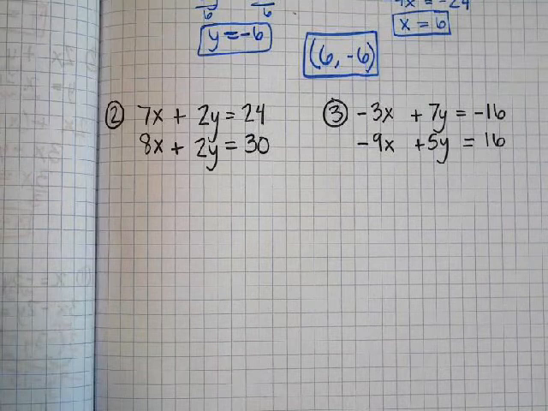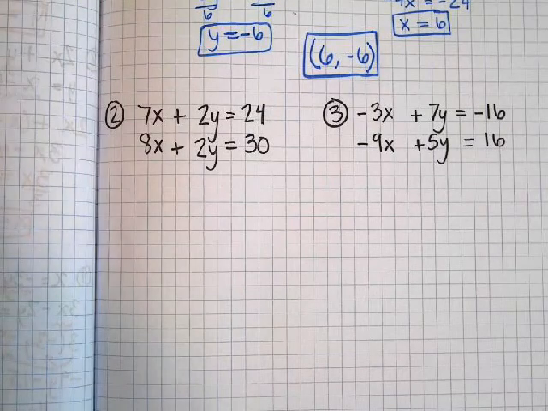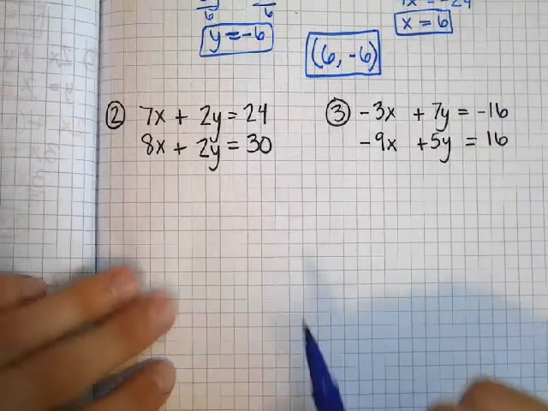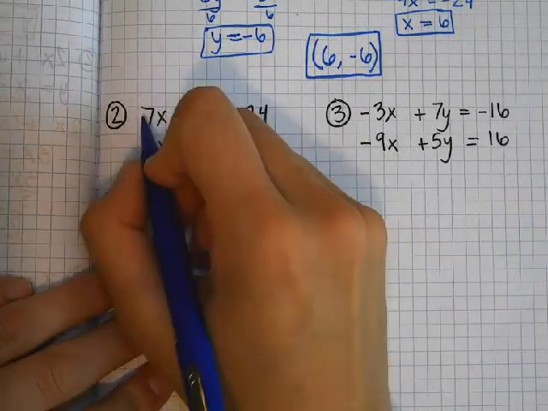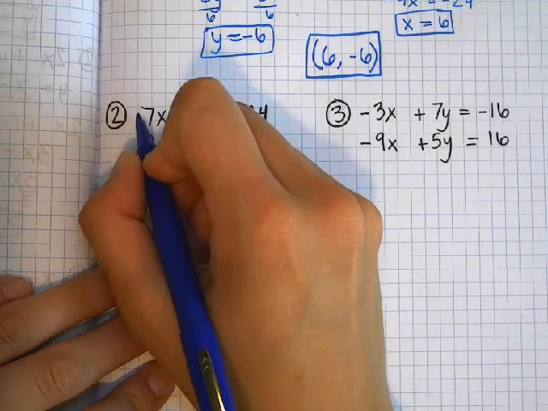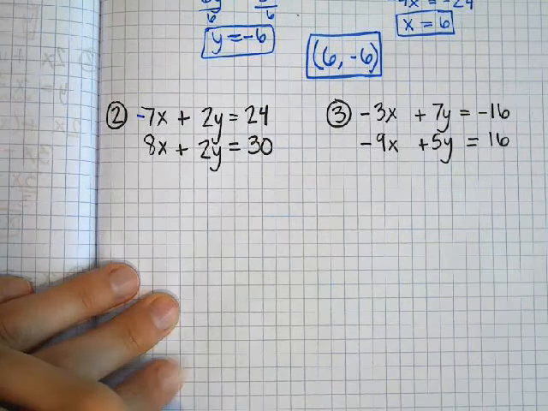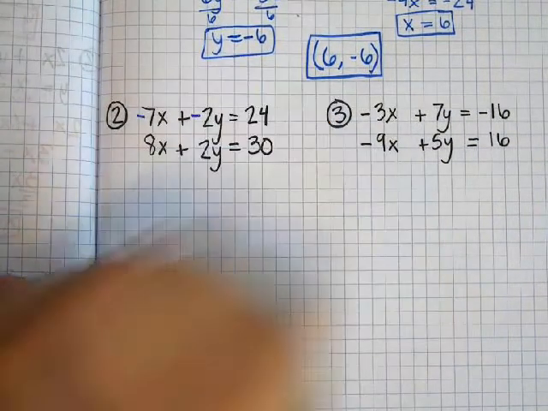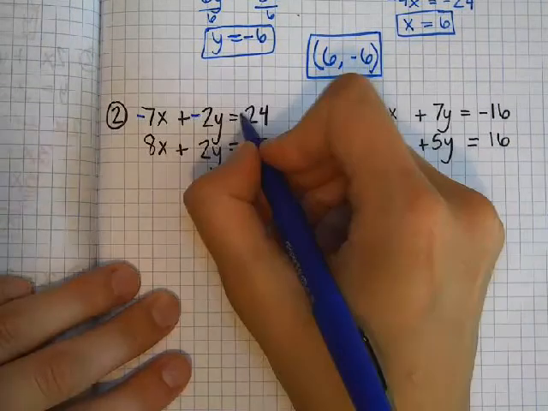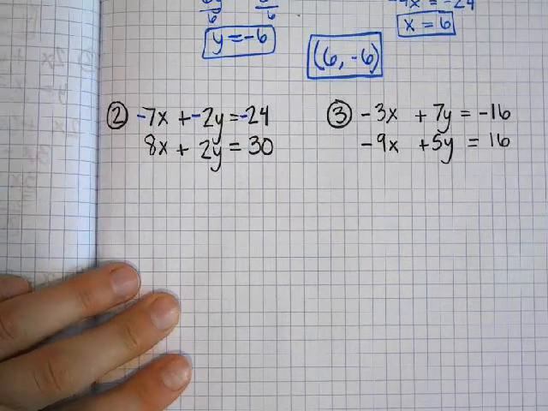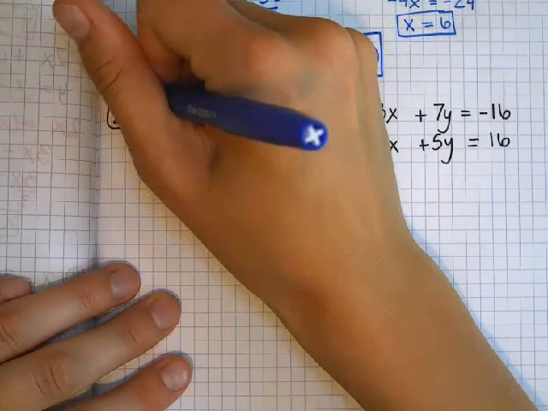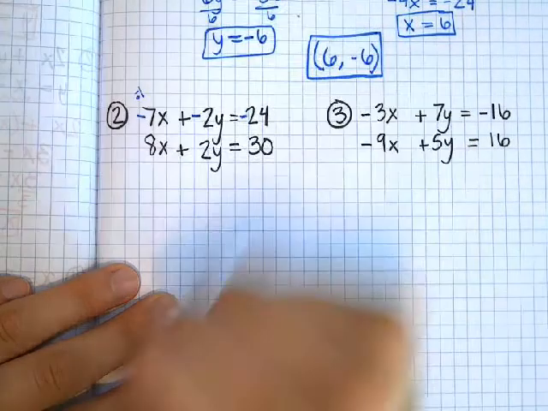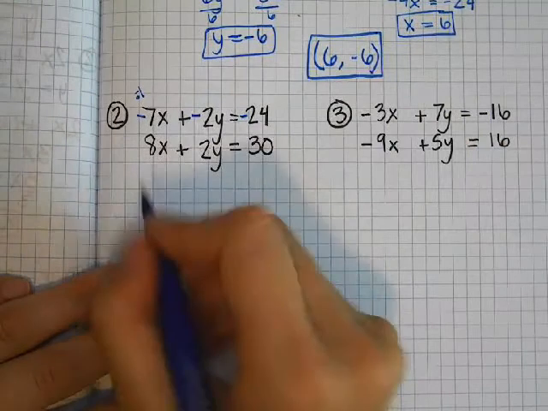All right, I don't have any variable that's opposite of each other, but I do have one that's at least the same number, okay? My y's are the same number. So what we're going to do is multiply one equation by a negative 1, okay? So if I multiply everything by negative 1, that means my 7 is going to turn negative, my 2y is going to turn negative, and my 24 turns negative. Okay, so we've multiplied everything by a negative 1. So I'm going to put a little times negative 1. Okay, that's what we did there.